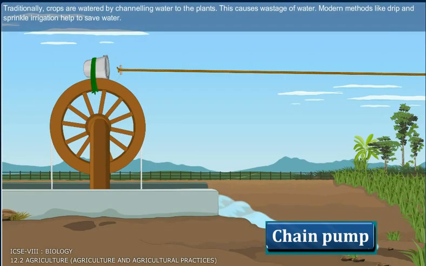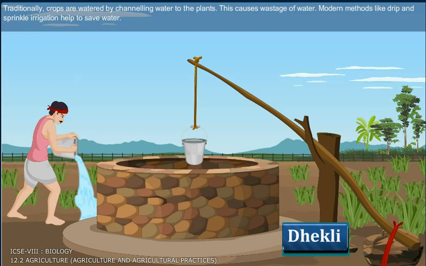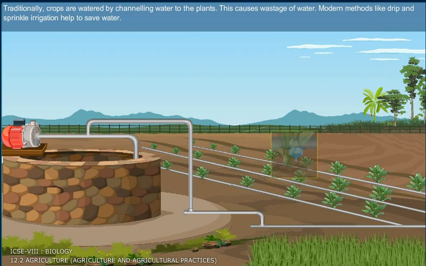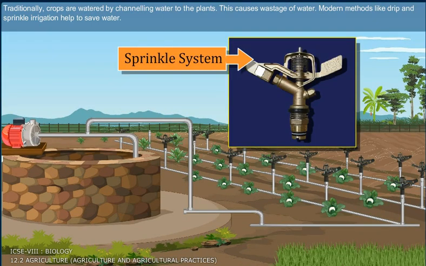Traditionally, crops are watered by channeling water to the plants. This causes wastage of water. Modern methods like drip and sprinkler irrigation help to save water.